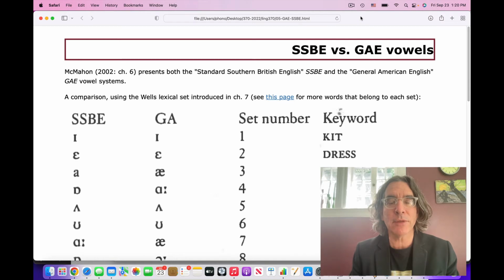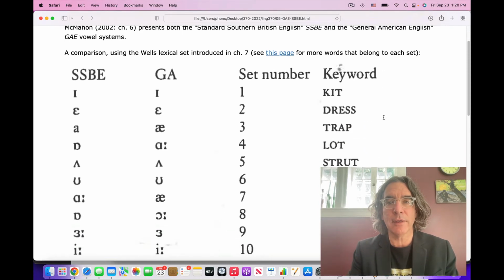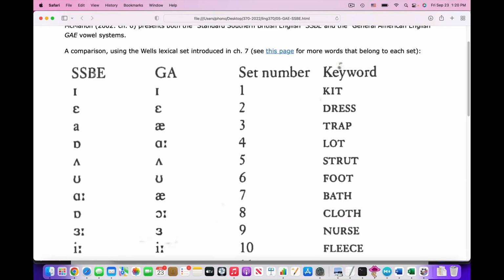And to compare these varieties, as well as other varieties that we're going to be discussing, we make use of something called a lexical set. This was introduced by a phonetician named John Wells, and it's illustrated here for British English and American English. As you can see on the right-hand side, we have what are called keywords. With each keyword, we have the corresponding pronunciation in each of these varieties.